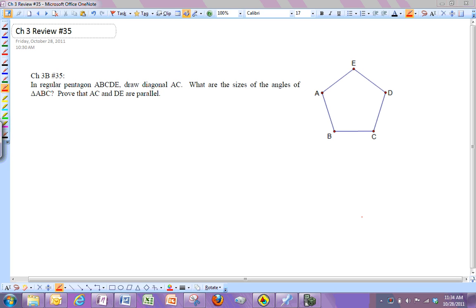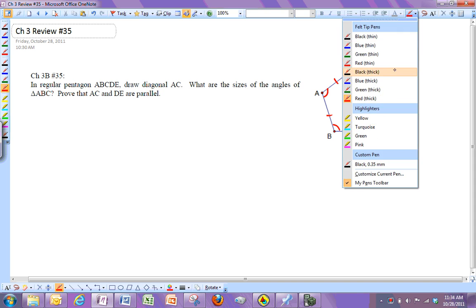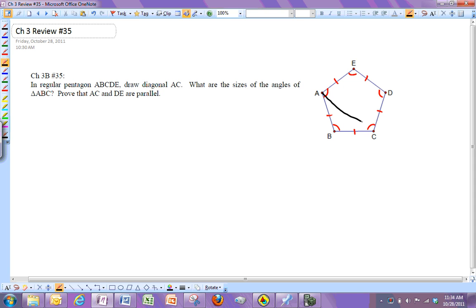Okay, so in this problem, chapter 3b, number 35, we've got a regular pentagon, and regular means all the sides are the same, so these are all congruent, and all the angles are equal as well. They're all congruent too. Okay, so what are the sizes of a triangle ABC if we draw in a diagonal here? So this would be my diagonal A to C right there. So I'm going to leave that out just for 1 second. Let's figure out what one of these angles are right here.